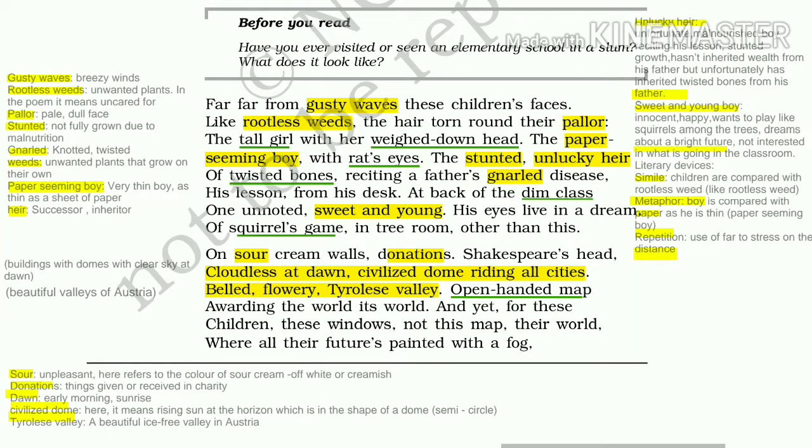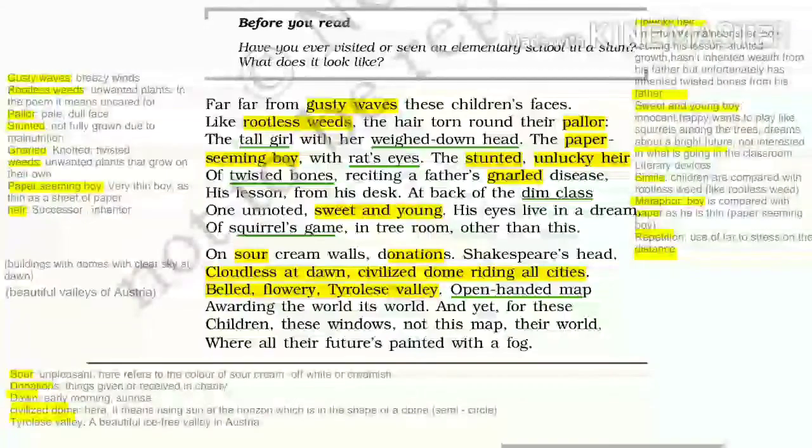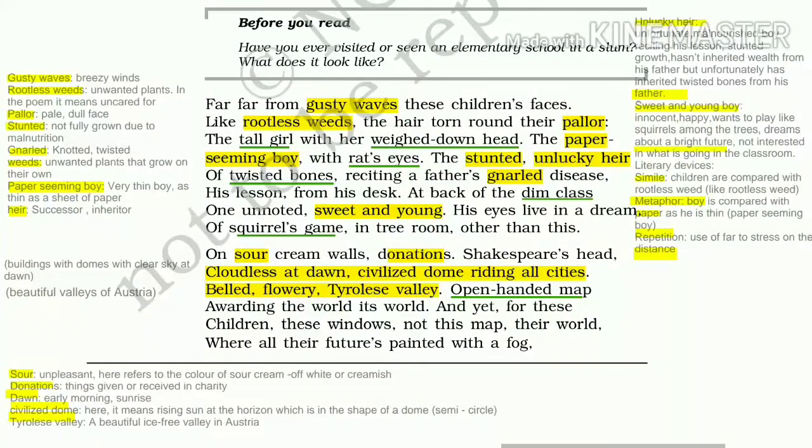It says, on sour cream walls, donations, Shakespeare's head, cloudless at dawn, civilized dome riding all cities, belled flowery tireless valley. So in this second stanza, the poet describes the poor infrastructure of the class. The walls are discolored and dull, displaying the things they got in donation. And what are the things that the school has received? There is a Shakespeare's head, then a picture showing daybreak.